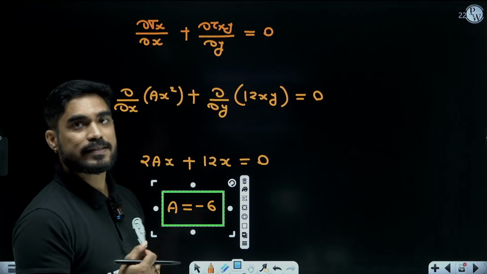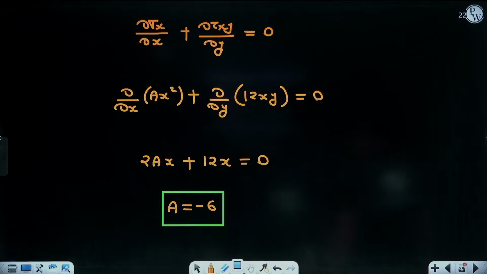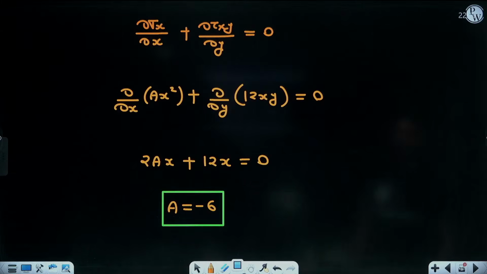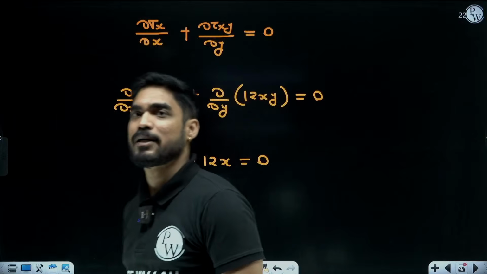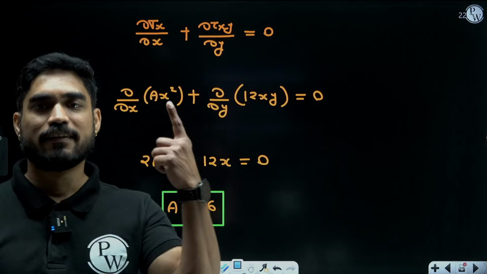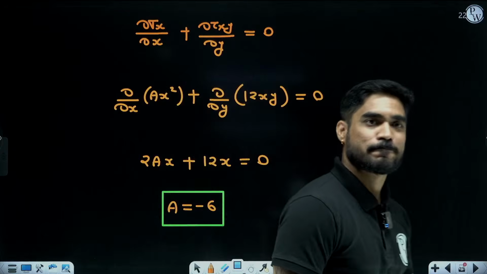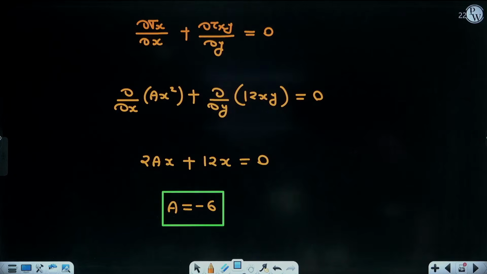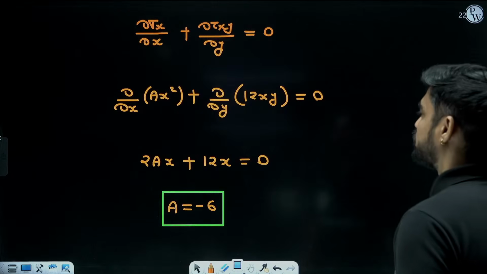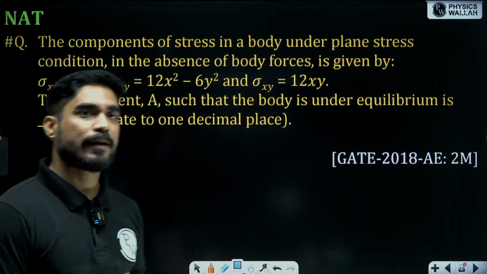Such an easy question, right? A is equal to minus 6. So if this is the value of A, it will satisfy the equilibrium equation. You just needed to solve one equilibrium equation. Yes? Everyone is clear? This is from GATE 2018. Okay.